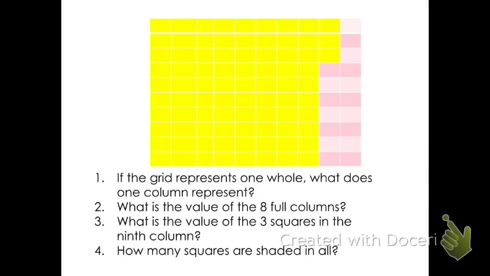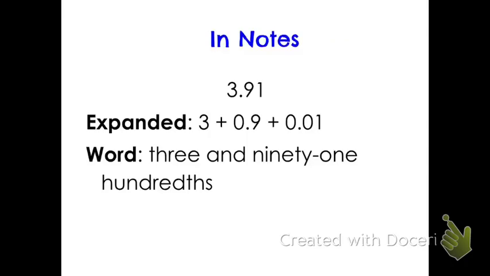If the grid represents one whole, what does one column represent? Well, we just talked about it, that there were 10 squares in each one, so each column would represent a tenth. So the value of 8 full columns would have to be 8 tenths. The value of 3 squares in the 9th column, well, if I'm looking at each one of these, each one is representing a hundredth. So if I have 3 of them, it would be 3 hundredths. So how many squares are shaded in all, which we just said was 83 hundredths.